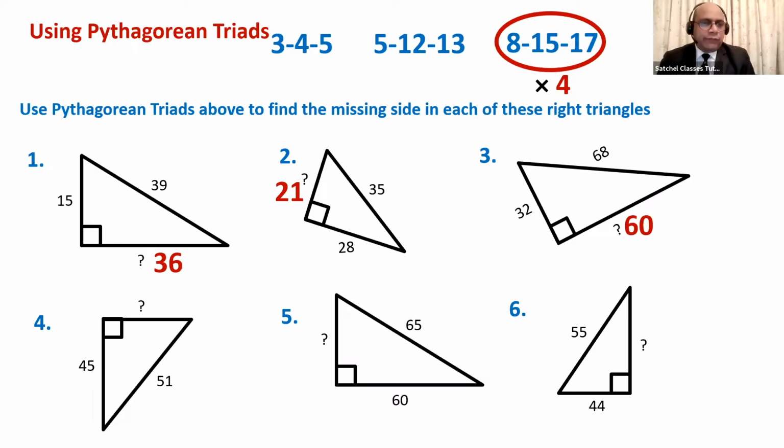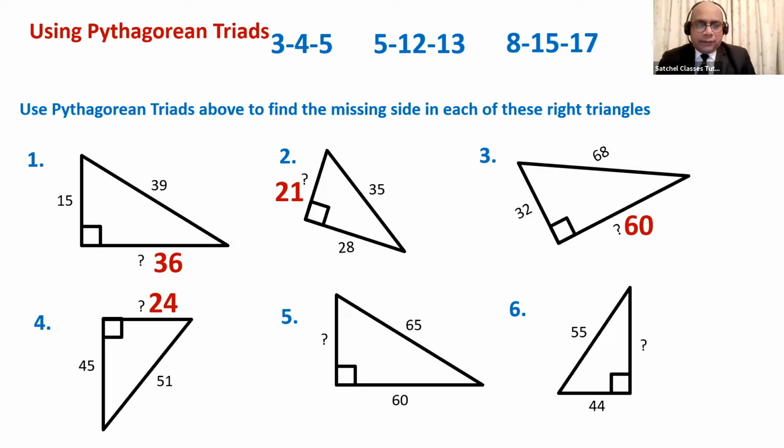Now, look at the fourth triangle. The hypotenuse in that triangle is 51 units, which is once again a multiple of 17. So we can link that triangle also to the same triad 8, 15, 17. But this time the multiplier is 3 because 17 times 3 is 51. And we also know 15 times 3 is 45. So the missing side of the triangle should be 8 times 3, which is 24.